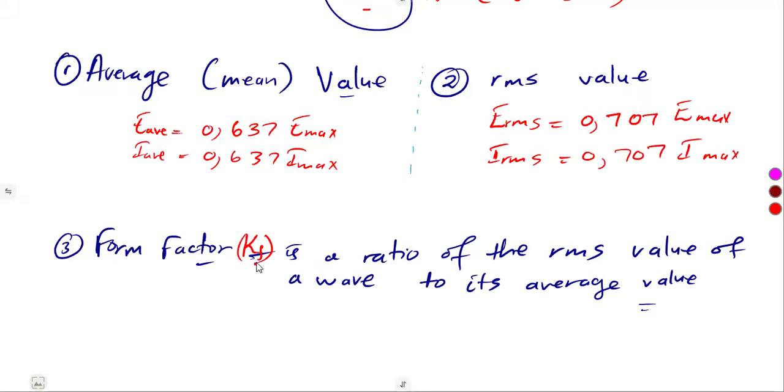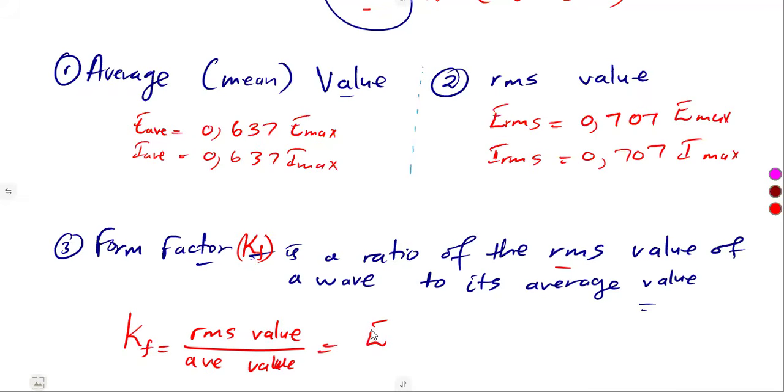So F for form, right? Form factor. Factors are represented with a K, so the form factor is going to be KF. KF as our form factor is simply a ratio, as we said, of the RMS value to the average value. So that's the idea of our form factor.